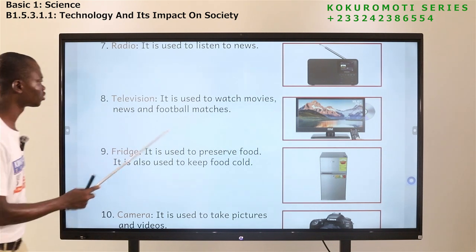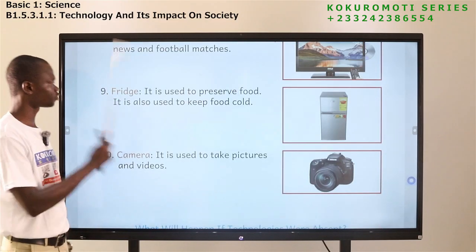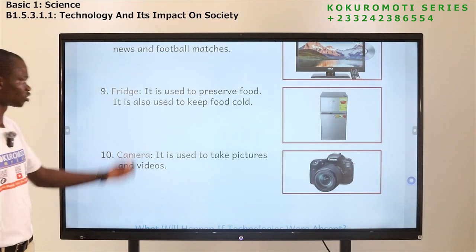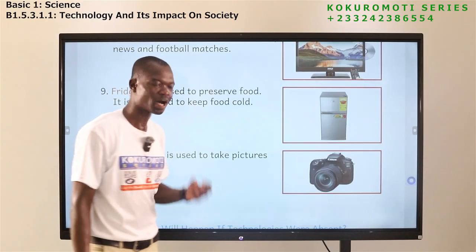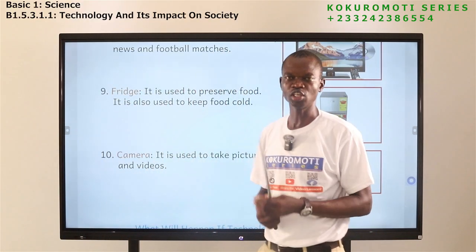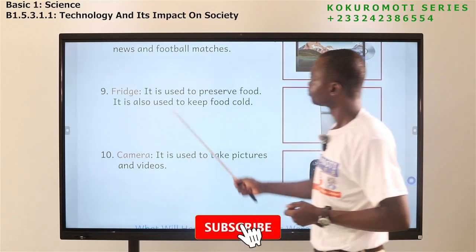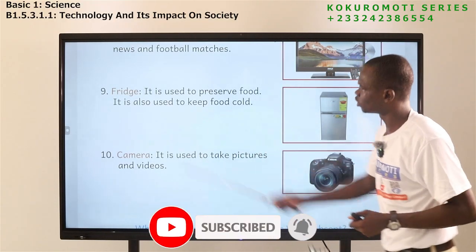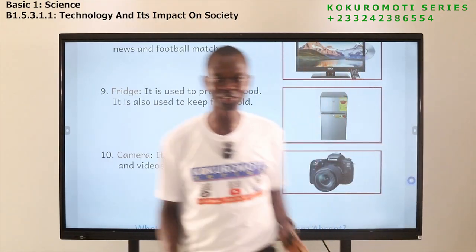Okay, so we watch movies, news, and what? Football using television. The next one is fridge. Technology. Because of technology, we have fridge. We use fridge to keep our food what? Cold, to preserve our food, to prevent our food from getting what? Spoiled. So you see, it is used to preserve food. It is also used to keep food what? Cold. So technology is so important.